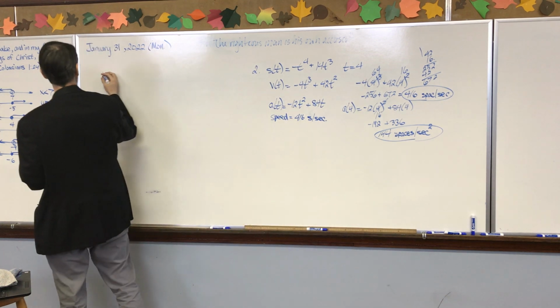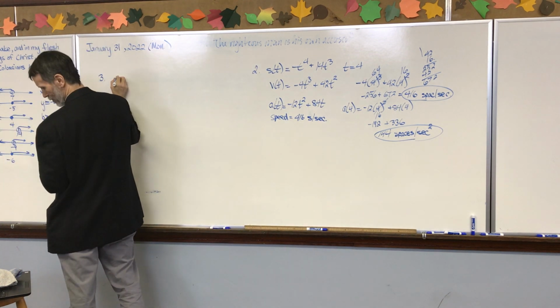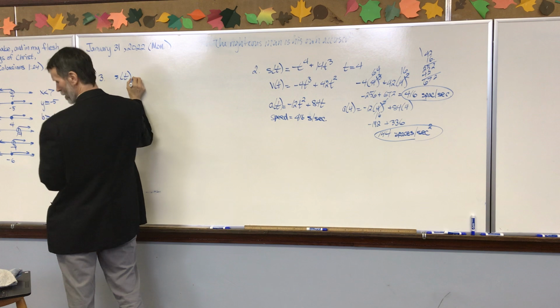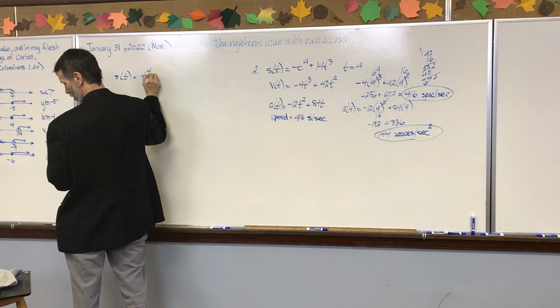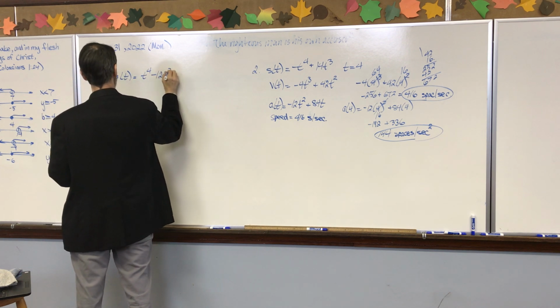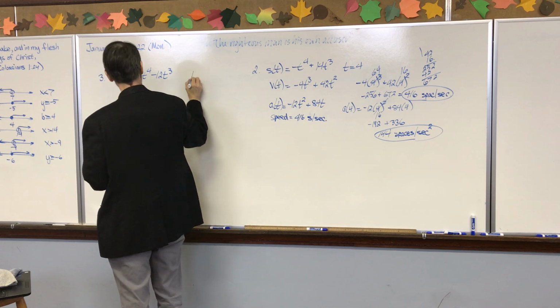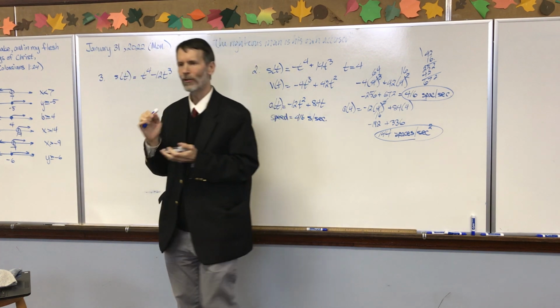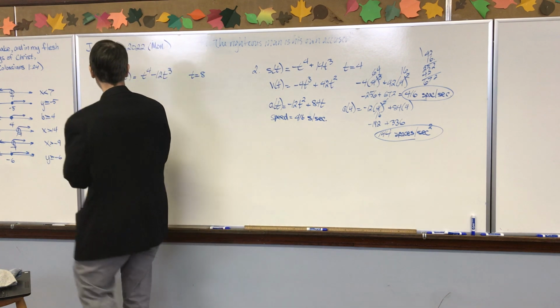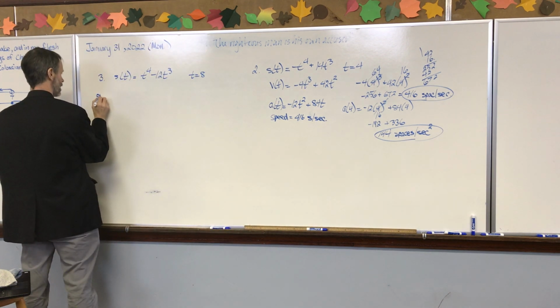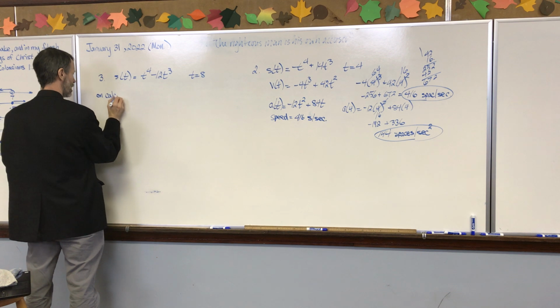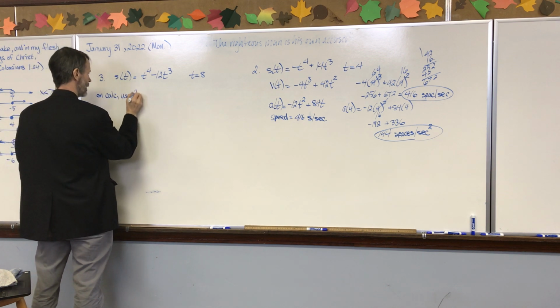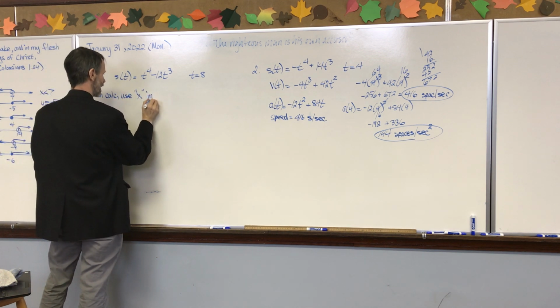This is number 3. I'm going to just write down the original formula. S of t is equal to t to the 4th minus 12t cubed. And they want t equals 8. Okay. On the y equals screen, I'm going to substitute on the calculator, use x in place of t.